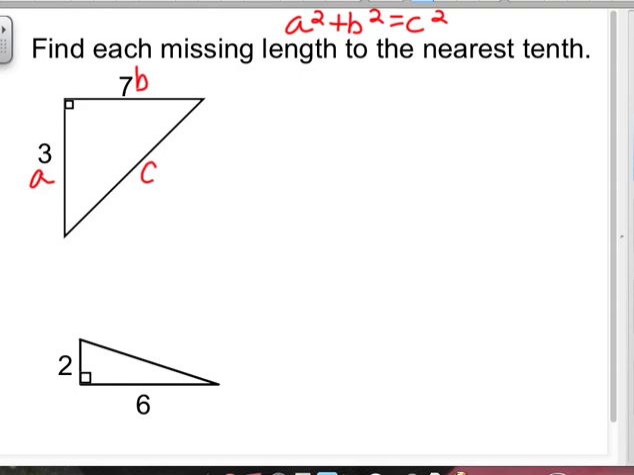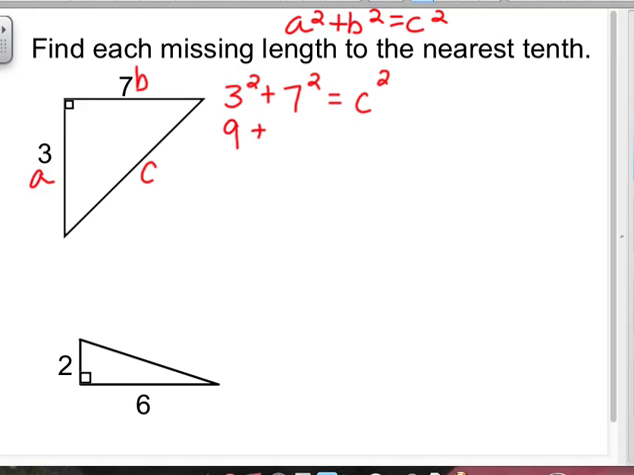So let's plug into our formula. For A, we have 3, so it's 3 squared. For B, we have 7, so it's 7 squared. And that should equal C squared, and that's the one we don't know. 3 squared is 9.